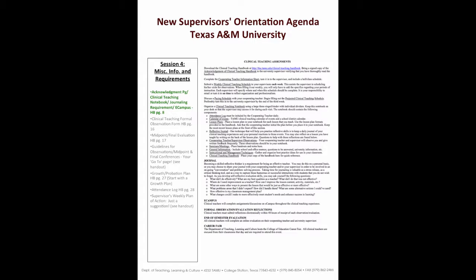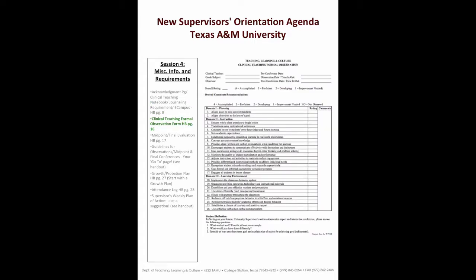Clinical teachers will receive information about eCampus as well as other official clinical teaching updates through their TAMU accounts. So, remind your clinical teachers to check their A&M TAMU accounts regularly for information from the Office of Field Experiences. If one of your clinical teachers does not meet a deadline for an eCampus assignment, you will receive an email asking you to contact that clinical teacher and remind him or her to complete the assignment that is missing.